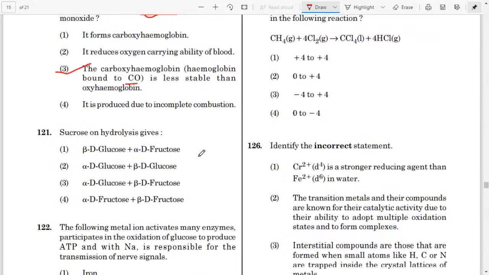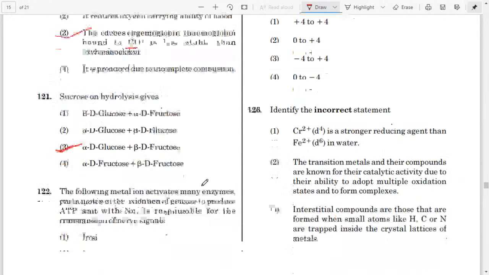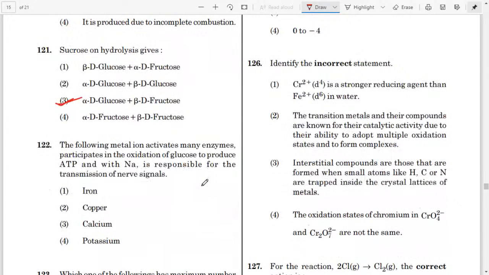Next, sucrose on hydrolysis gives alpha D-glucose plus beta D-fructose. It is also the second time. So sucrose upon hydrolysis gives these two. Yes. Next, a Gibbs theory based question, followed by this hydrolysis reaction.